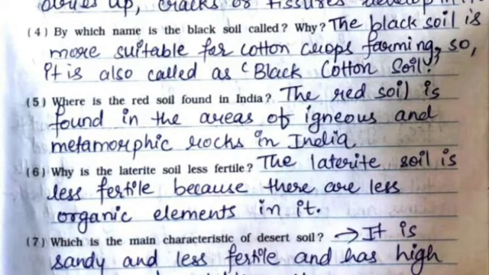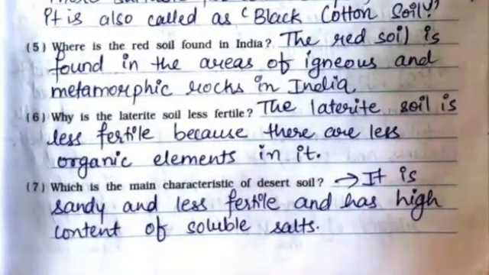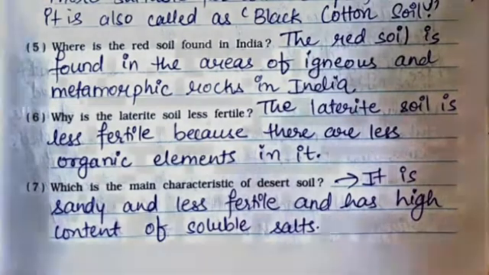Fifth, where is the red soil found in India? The red soil is found in the areas of igneous and metamorphic rocks in India. Sixth, why is the laterite soil less fertile? The laterite soil is less fertile because there are less organic elements in it. Seventh, which is the main characteristic of desert soil? It is sandy and less fertile and has high content of soluble salts.